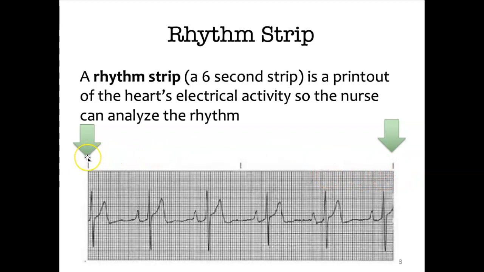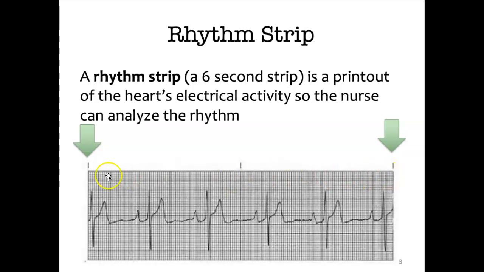And rhythm strips will record the strip when you print it out with these markers. And these markers represent a 6-second strip. This one actually has markers at the midpoint, which is a 3-second strip. So if I were to count all these boxes along here, in order for me to get a 3-second strip, it would be 15 of these large boxes. So 15 times 0.2 is 3 seconds.